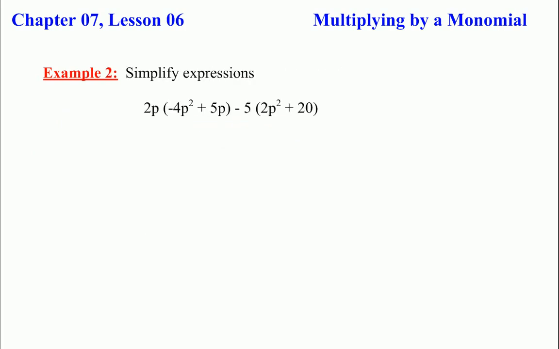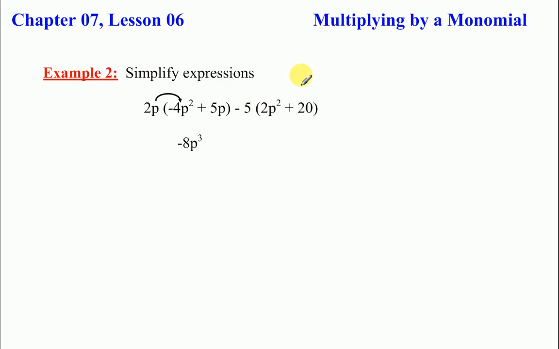Alright, I want to simplify this expression. So I've got 2 sets of multiplication here divided by this subtraction. Now it's a subtraction as well as a negative that goes with the 5. So I'm going to multiply the 2 in with the first parentheses and negative 5 in with the second set of parentheses. Okay, so 2 times negative 4 is negative 8.